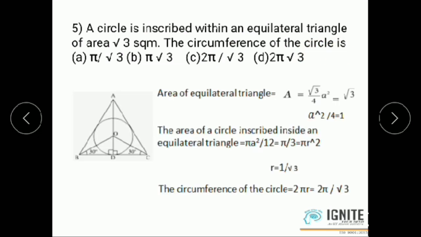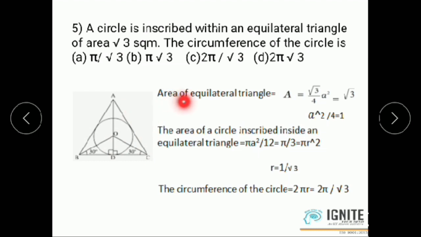Next, fifth question. A circle is inscribed within an equilateral triangle of area √3 square meter. The circumference of the circle is? A figure is shown here. A circle is inscribed within an equilateral triangle.